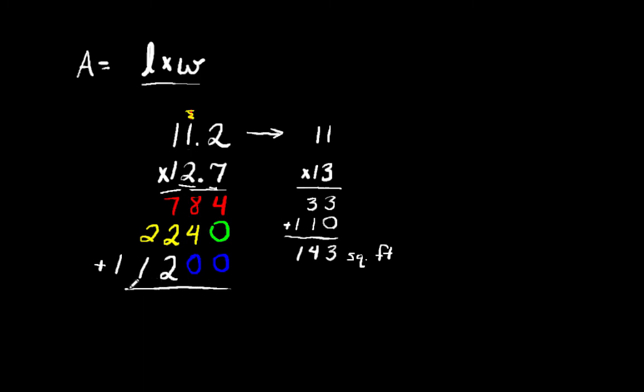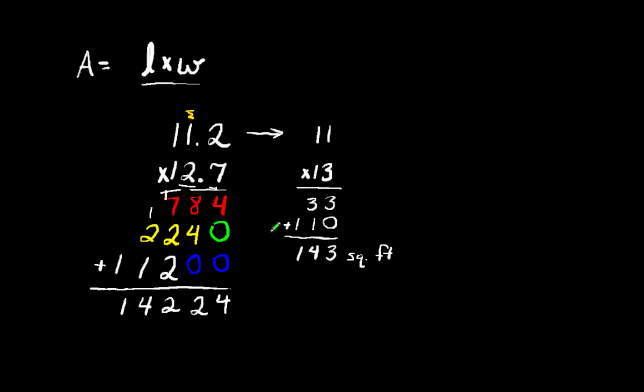Now we can go ahead and add everything up. 4 plus 0 is 4. 8 plus 4 is 12. And regroup the 1. 1 plus 7 is 8. 8 plus 2 is 10. And 10 plus 2 is 12. Regroup the 1. 1 plus 2 is 3. 3 plus 1 is 4. And then we have our 1 down here.